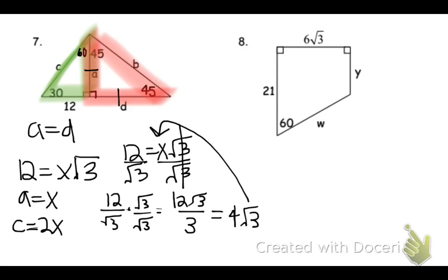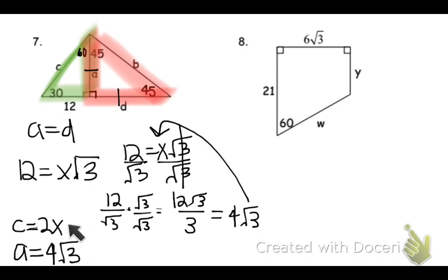Well, what else do we know is equal to X? We wrote it right over here. A is X. So that means that A is 4 root 3. So now let's erase A is equal to X. We don't really need that fact anymore. So we know X root 3. We know X is 4 root 3.